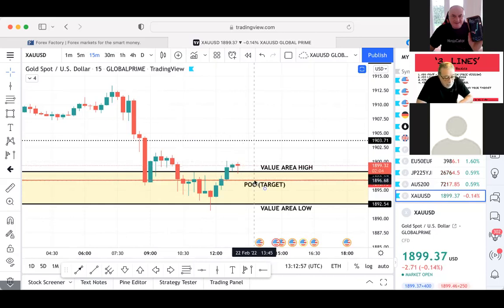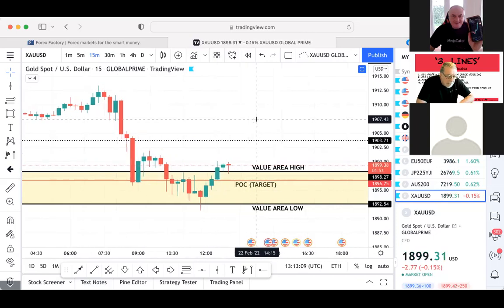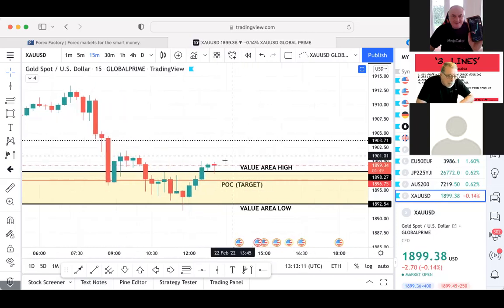By the way, don't take my word for it. I may be wrong. I've been wrong before, but I've been watching gold for so long now that I get a good feeling what's likely to happen. So for the minute, I would say that this price is going to come back down to this target.